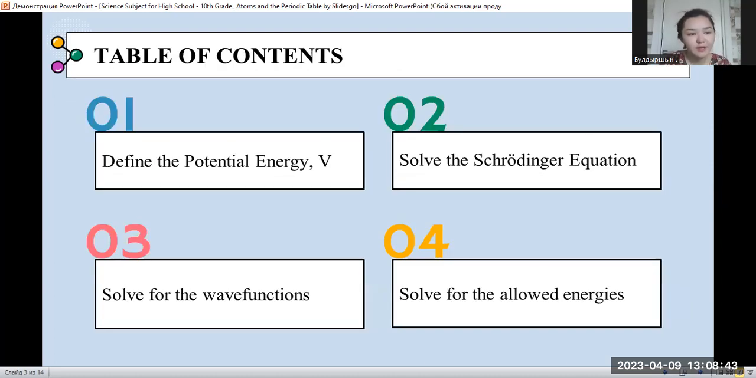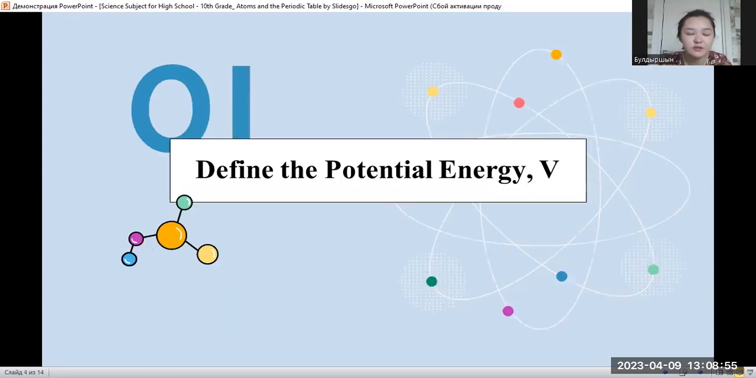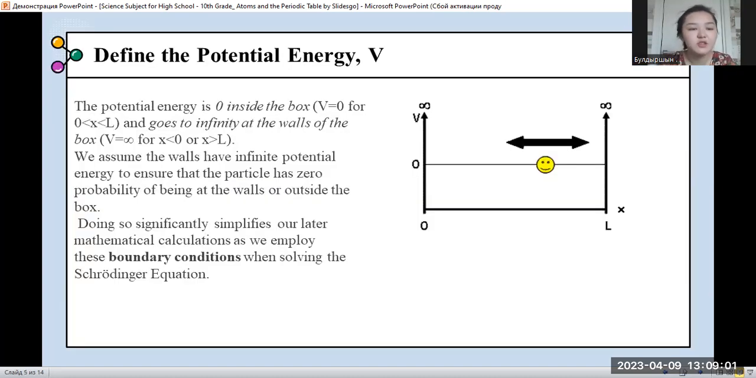In the table of contents, we now talk about: first, define the potential energy; second, solve the Schrödinger equation; third, solve the wave functions; and fourth, solve the allowed energies. So the first is to define the potential energy. The potential energy is zero inside the box, V equals zero, and it goes to infinity at the walls of the box.